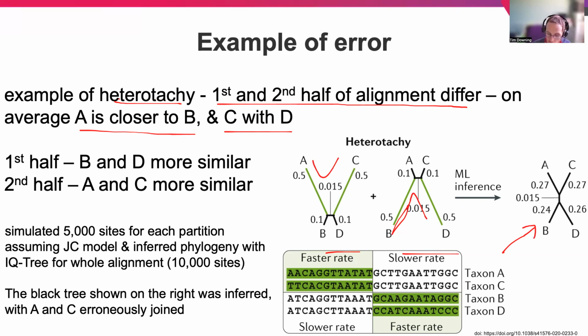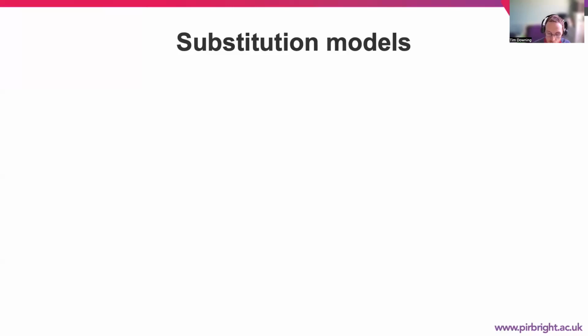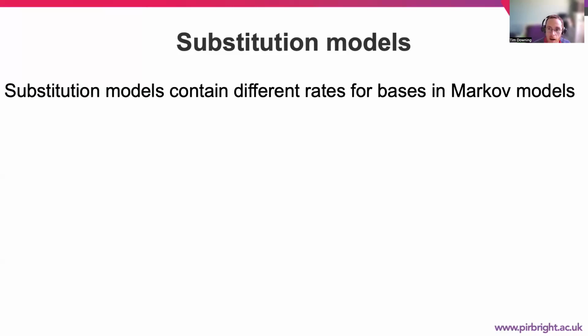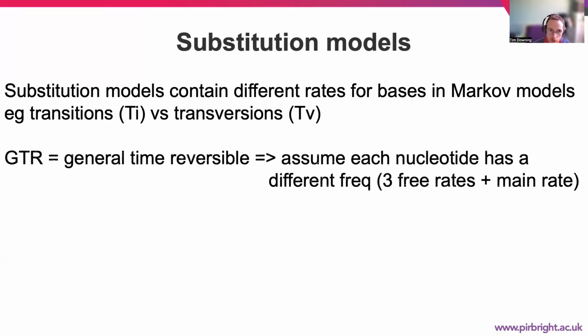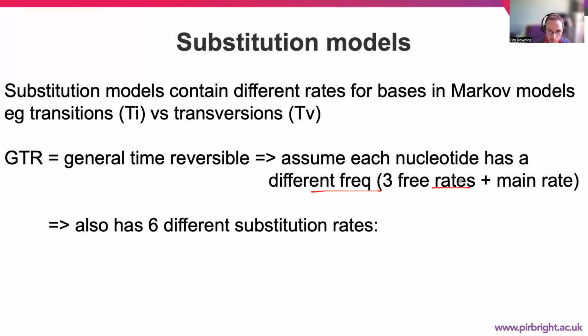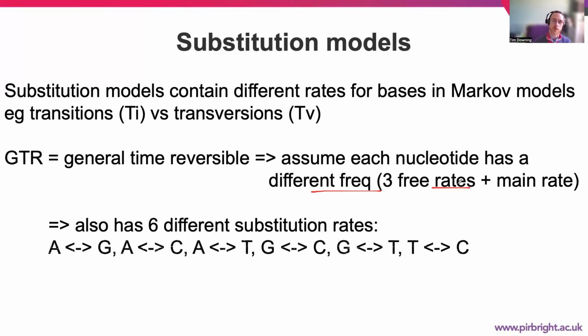So we also have transitions versus transversions, and that's incorporated into things like the general time reversible model. That's assuming each of these four nucleotides has a different frequency, estimated as the mean rate plus 3 free rates for the four nucleotides. We also add on to this 6 different substitution rates for the changes from A to G, C, T, and then G to C, G to T, and T to C.